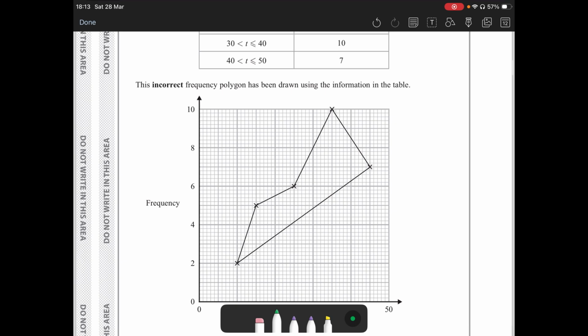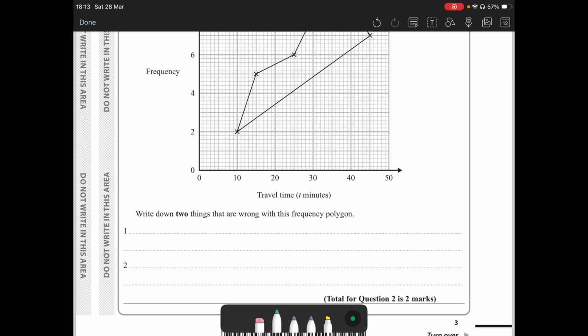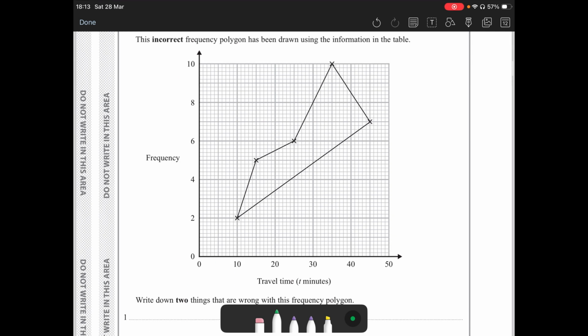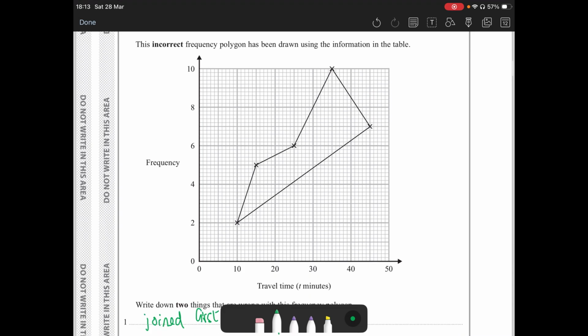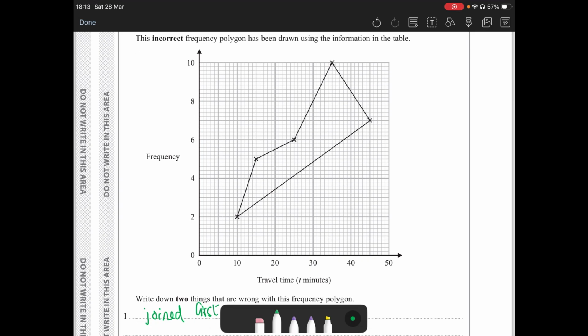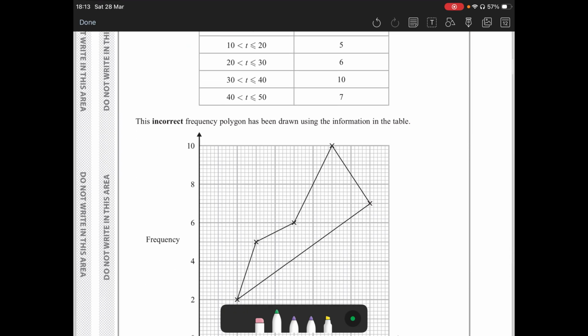Number 2, frequency polygon. Two things they've done wrong. They've joined the first and last point. Classic mistake. I know the word polygon is usually a closed shape, but frequency polygons are slightly different, in that the first and last point should not be joined together. Ironically, it doesn't make a polygon in the sense of a closed shape. It's more of a line, if you will. But that is one mistake they've made there.